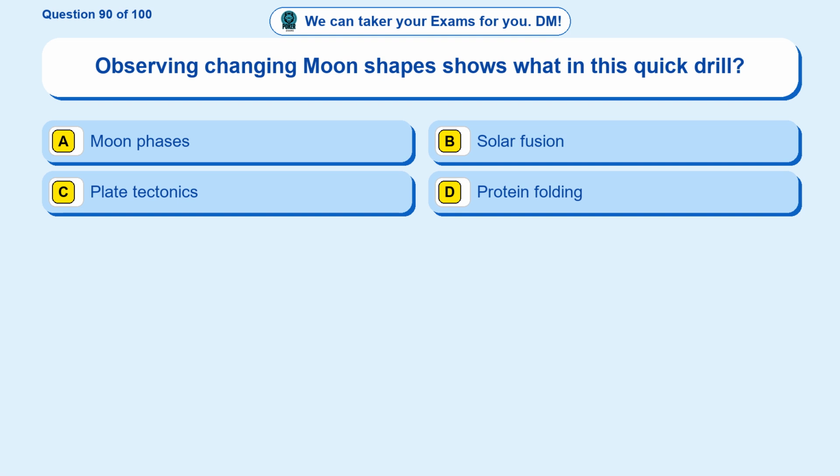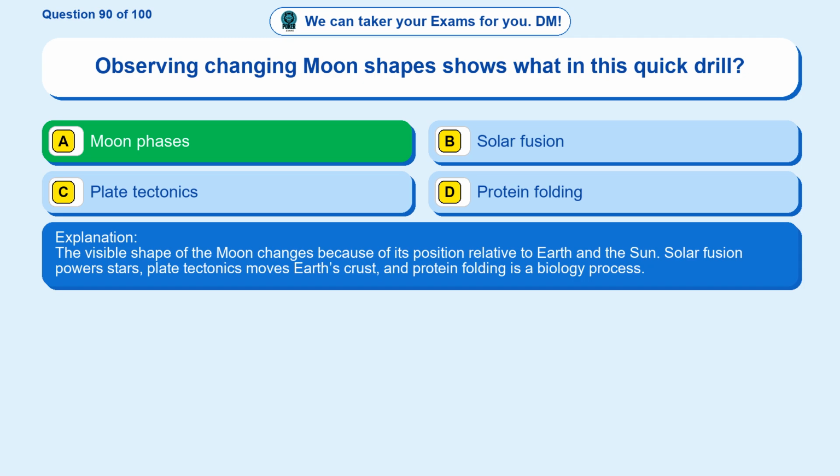Question 90. Observing changing moon shapes shows what in this quick drill? Option A, moon phases. Option B, solar fusion. Option C, plate tectonics. Option D, protein folding. The correct answer is option A. Moon phases. The visible shape of the moon changes because of its position relative to Earth and the Sun. Solar fusion powers stars, plate tectonics moves Earth's crust, and protein folding is a biology process.